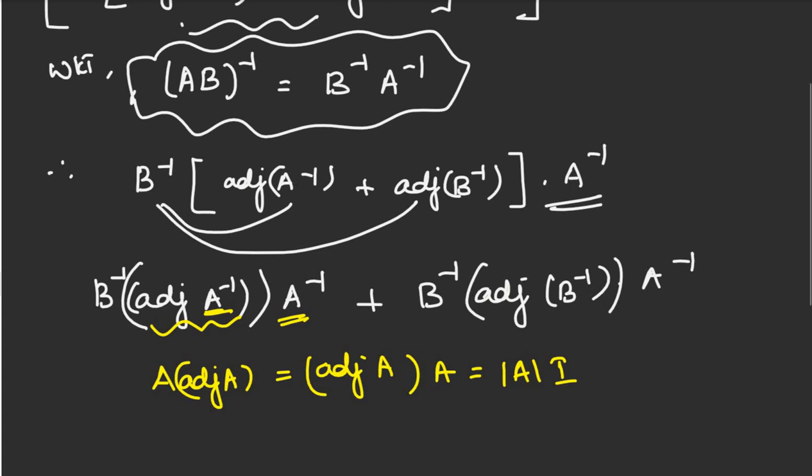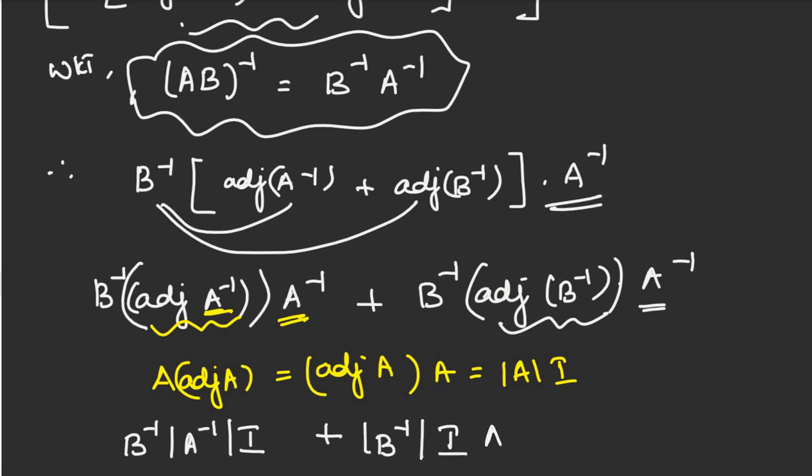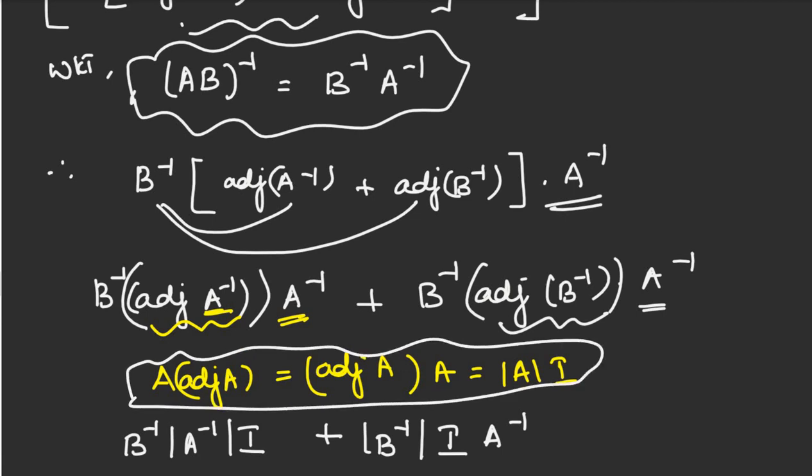Adj of A inverse can again be written as this: B inverse into adj A into A is determinant of A. Here in the place of A we have A inverse. So B inverse, determinant of A inverse into I. Similarly, here in the place of B inverse, we can write adj B inverse into B inverse as determinant of B inverse into I into A inverse. We are using this property here.